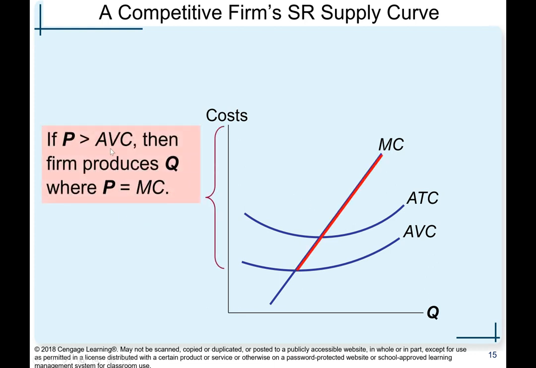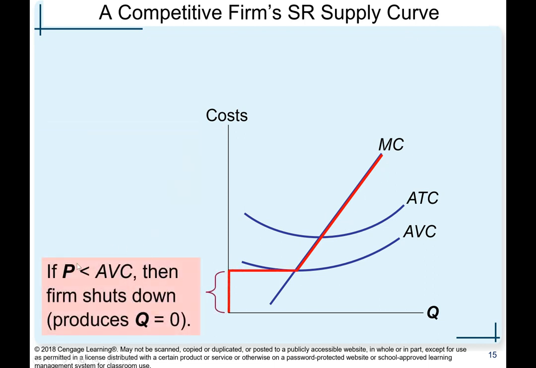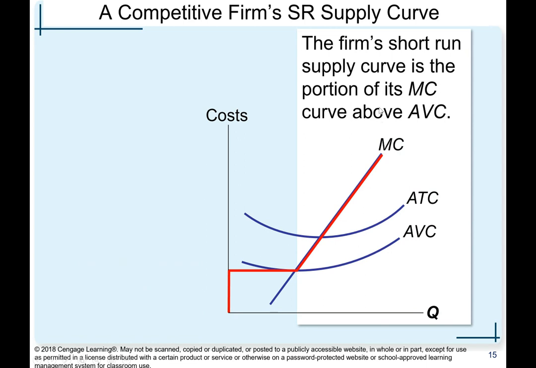So, when price is above average variable cost, the farm produces output where price equals marginal cost. Anywhere on this curve above the minimum point of the average variable cost is the farm's short-run supply curve. At any price below AVC, the farm should shut down. If the farm cannot even cover variable costs, that farm should shut down. The minimum point of average variable cost is also sometimes known as the shutdown point. The farm's short-run supply curve is the portion of its marginal cost curve above average variable cost.